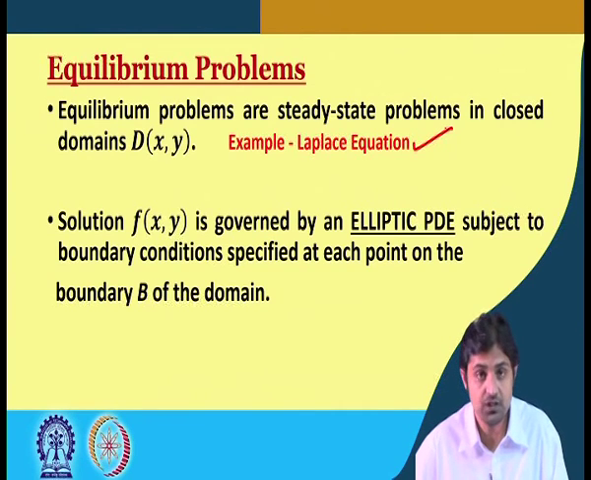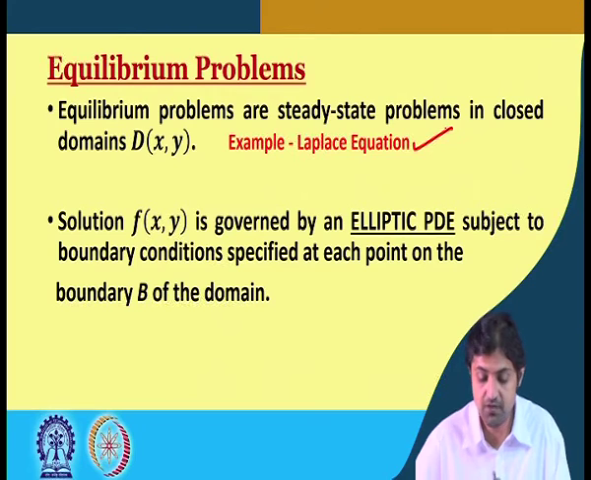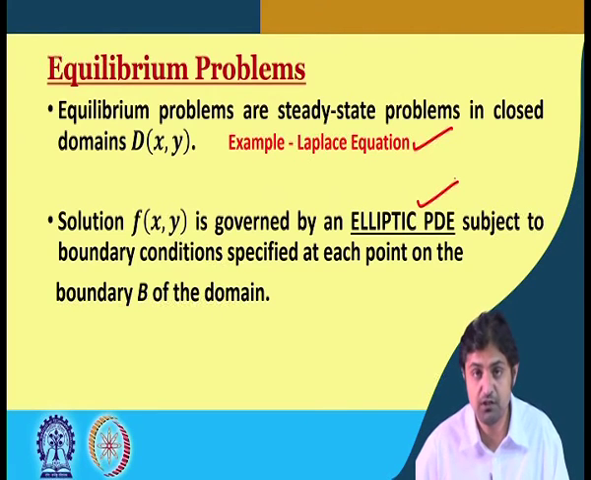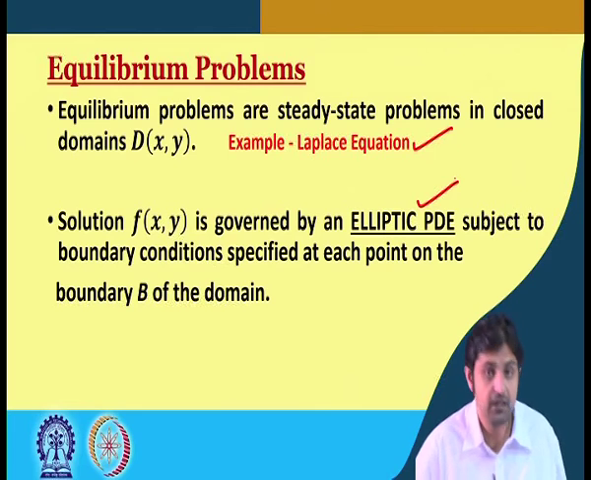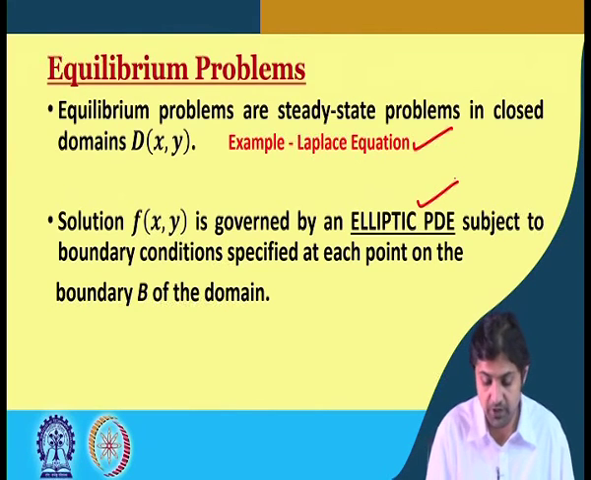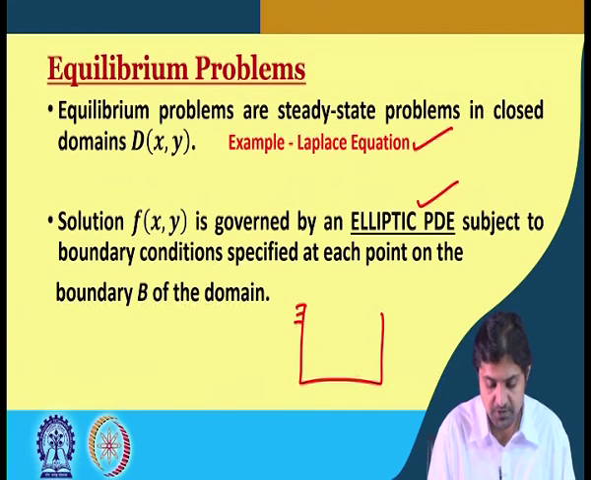So, here the solution f of x comma y is governed by an elliptical partial differential equation subject to boundary conditions specified at each point on the boundary B of the domain. So, the solution of Laplace equation is governed by an elliptical partial differential equation. This is an important thing to remember. Okay, and of course, the solution will depend upon the different types of boundary conditions that have been specified at each point on the boundary B of the domain. So, we have to specify boundary conditions here also, here also, at all those points.